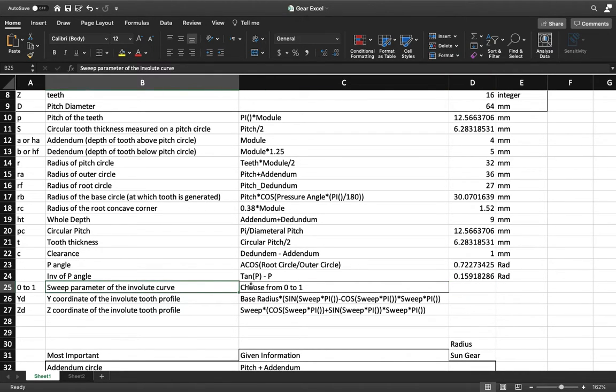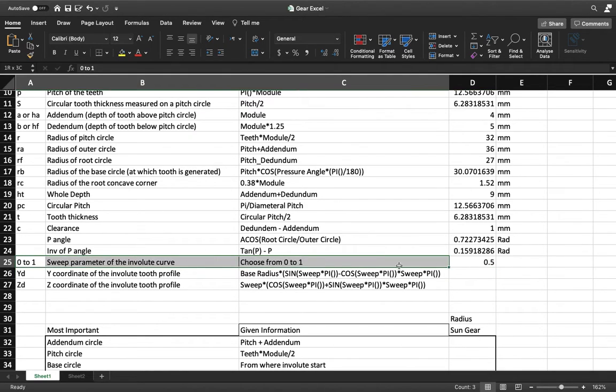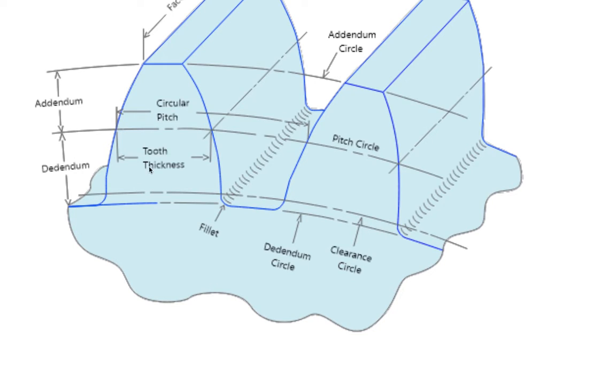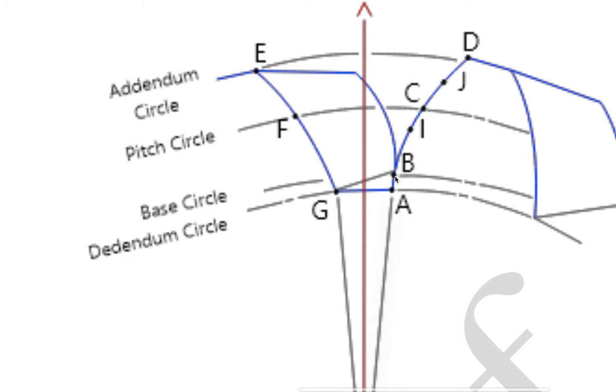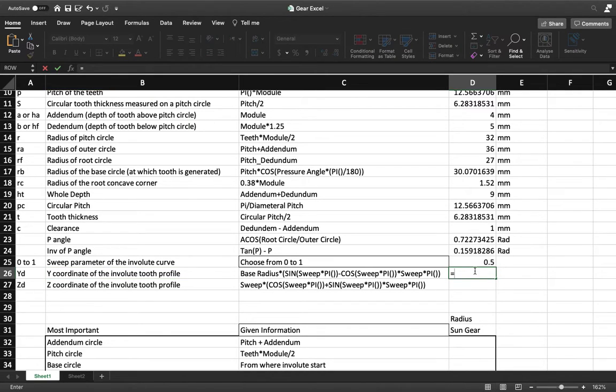Sweep parameter, you can choose it. I choose it to be in the middle. It depends on your selection. Now the coordinates of the involute tooth profile, which means the base circle. I want to know the coordinates of the point B here. Since we know the radius, it's equal to the base radius.